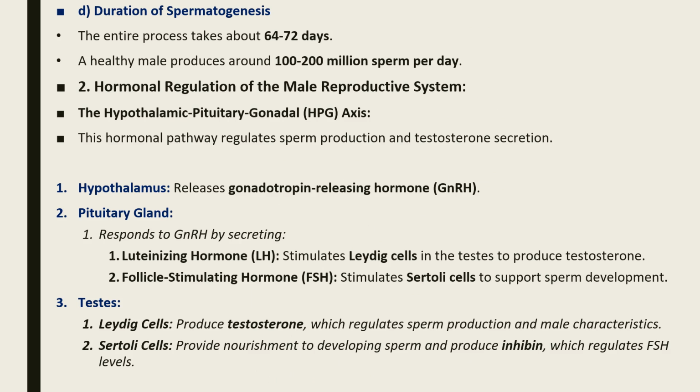Duration of spermatogenesis: the entire process takes about 64 to 72 days. A healthy male produces around 100 to 200 million sperm per day.